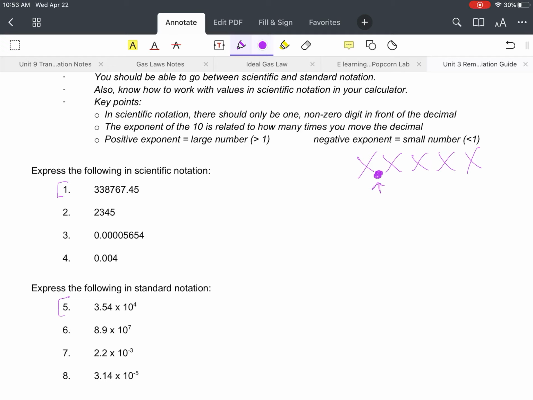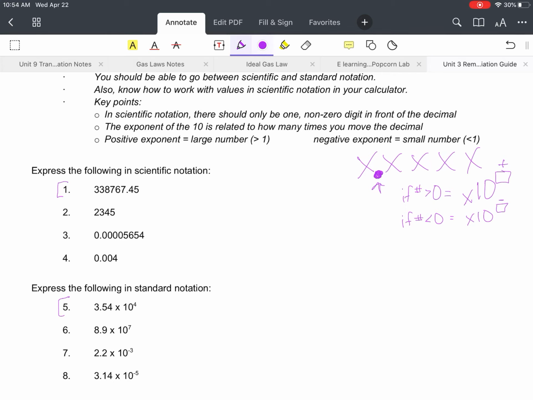Okay, if I'm looking at a big number, like number 1, then the exponent that I'm putting up here in the box is going to be a positive number. If my number is greater than 0, my exponent's going to be positive. If my number is less than 0, my exponent that I'm putting in this box is going to be a negative number. Okay, and I'll show you what I mean.